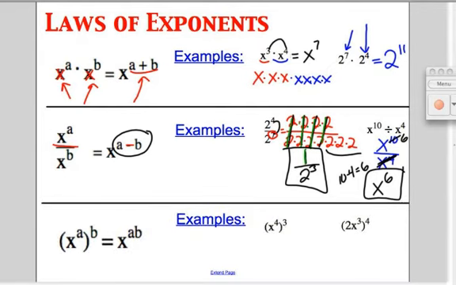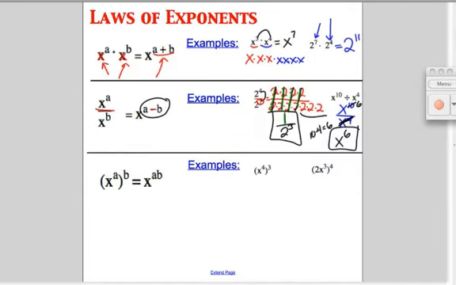The final law of exponents is when we're taking a power of something and we're taking it to another power. I'm going to throw another example in here just to show you. For instance, if we have 2 squared to the 3rd power, that's what this problem looks like.